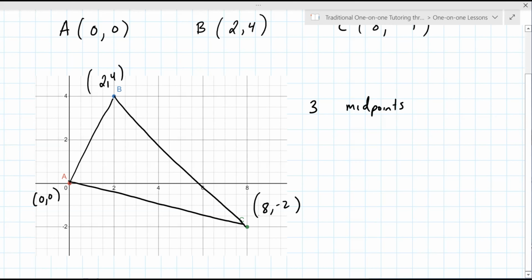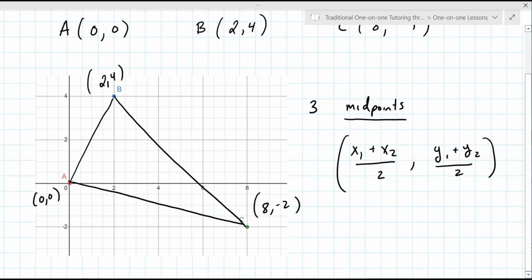Okay, now do you remember the formula for midpoint? Yeah. It's x1 plus x2, y1 plus y2. Yep, that's right. You add the x's and divide by 2. You add the y's and divide by 2. Okay, so which midpoint do you want to find first? The one between A and B, A and C, or B and C?